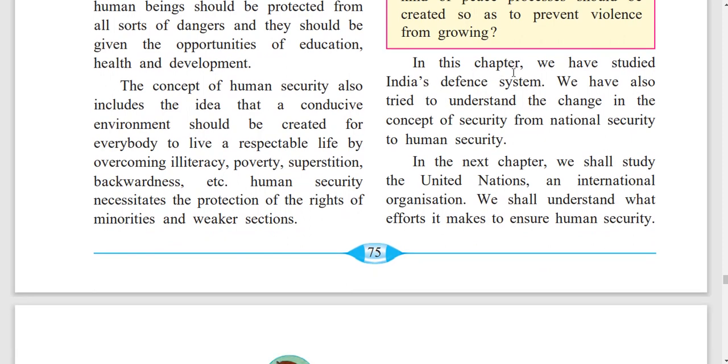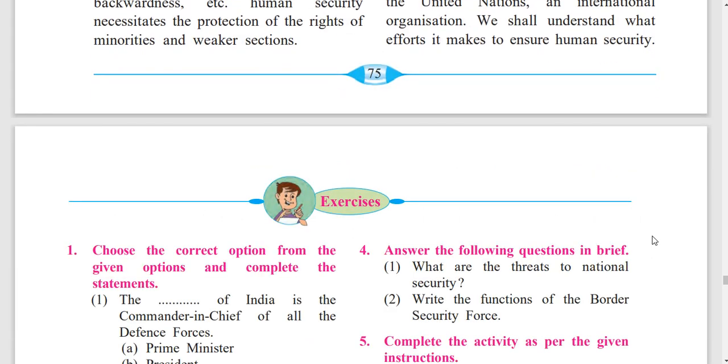In this chapter, we have studied India's defense system. We have also tried to understand the change in the concept of security from national security to human security. In the next chapter, we shall study the United Nations and international organizations. We shall understand what efforts it makes to ensure human security.